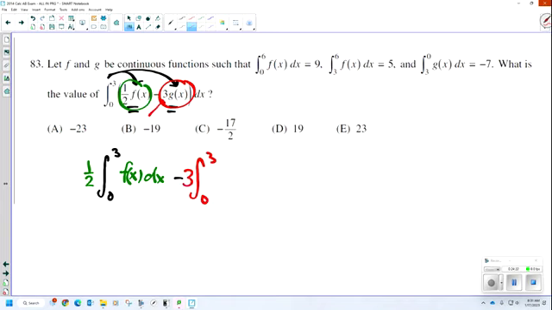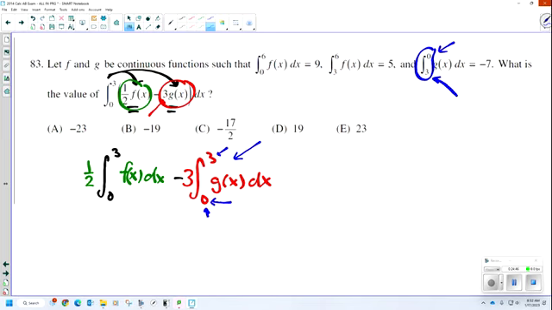I'm going to put that on the outside of g of x dx. All right. Well, let's state the obvious first. This integration goes from 0 to 3. Here, it goes from 3 to 0, or vice versa. I should start with the bottom, not the top. This goes from 3 to 0. This one goes from 0 to 3.